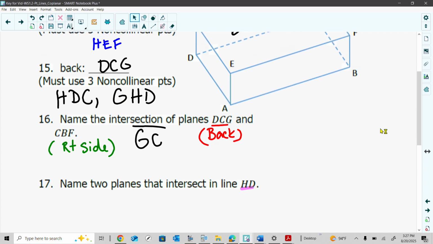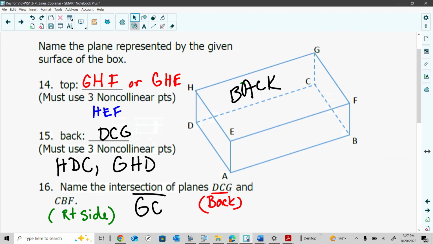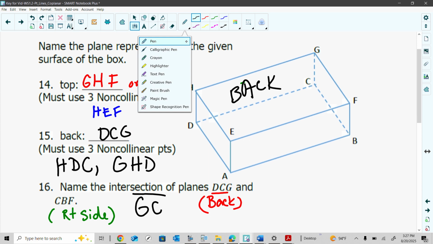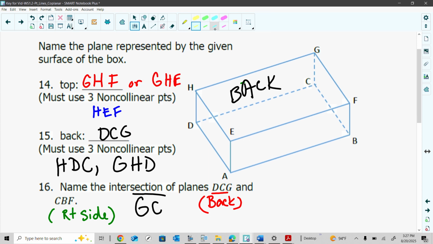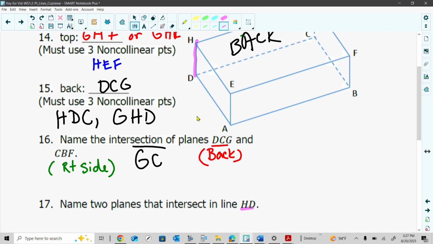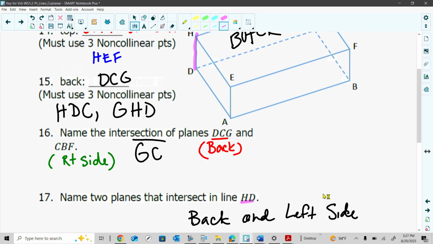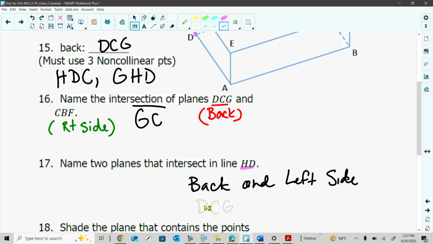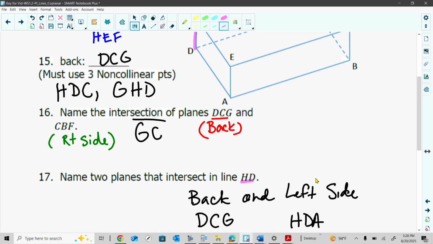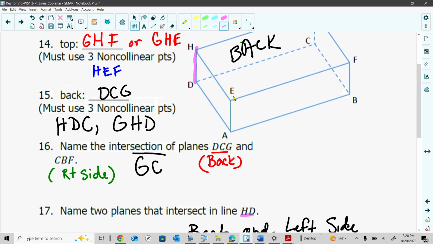2 planes intersecting at line HD. So I'm gonna put the line here so we can focus. And we need to focus on 2 planes that would meet here, okay, at HD. So I already see the back as part of this edge HD. So I could use the back and I could use the left side, okay? But we already had the name for the back we just did right here, DCG. Our left side we could do HDA, okay? Or I can do HEA. I just need 3 points that make up this rectangle.